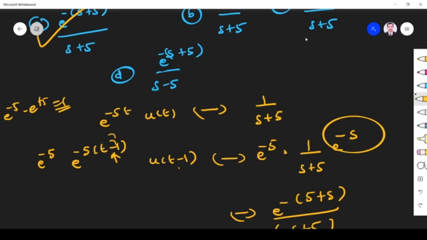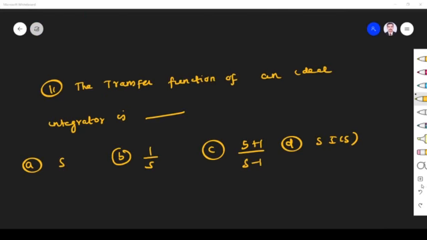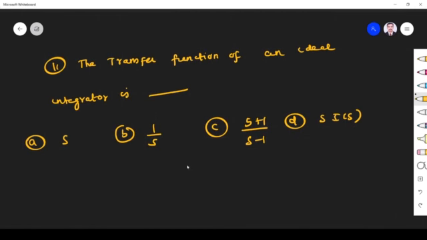Right? And the next question is: the transfer function of an ideal integrator. So how can we write an ideal integrator? Ideal integrator is y of t equal to the integration of the input. So y of t is the integral of x of tau d tau, varying from minus infinity to t. This is what an ideal integrator is.